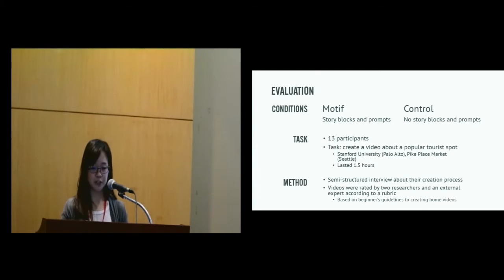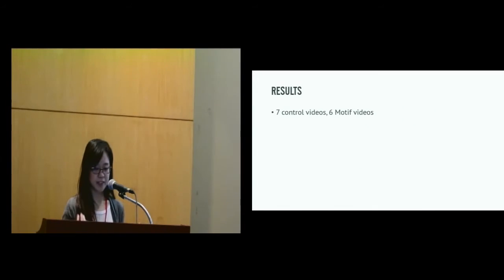Afterwards, we conducted semi-structured interviews with participants about their experience, focusing on things like what their criteria was for including certain shots, why they made certain storytelling decisions, and the easiest and hardest things about creating their video. And we also wanted to get a sense of the overall quality of the videos. So 2 researchers and 1 video expert independently rated each of the participants' videos according to a rubric of things like story structure, shot coverage, shot composition, and so on. So in the end, we received 7 videos created using the control application and 6 videos created using Motif.